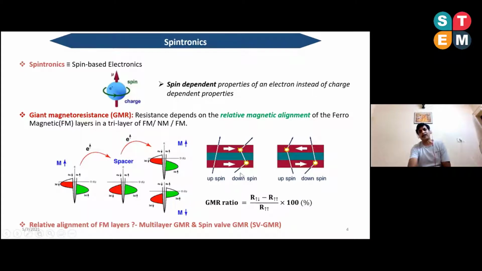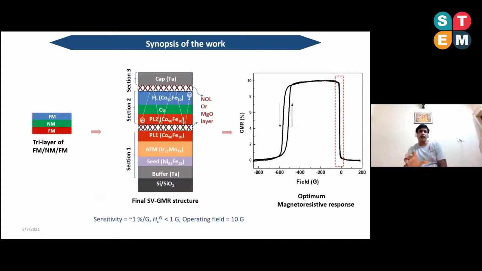So this difference between these two resistances gives you the GMR ratio, which was discovered in 1988, and today all these read head devices use this spin valve GMR for reading information. So what is my talk today? We know there is a tri-layer spin valve system, which is a ferromagnetic layer, then a spacer layer, then a ferromagnetic layer.